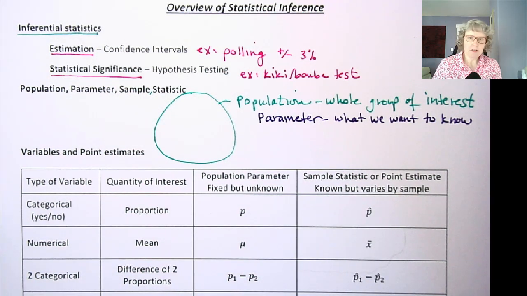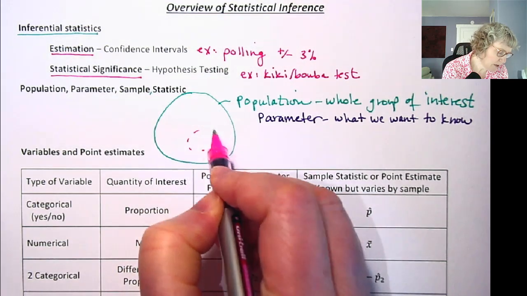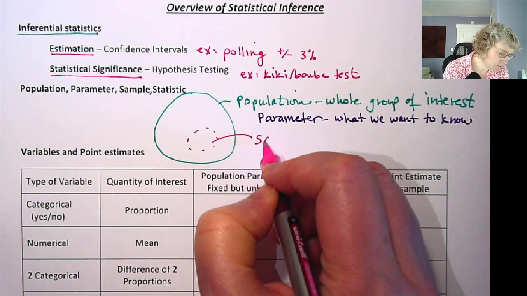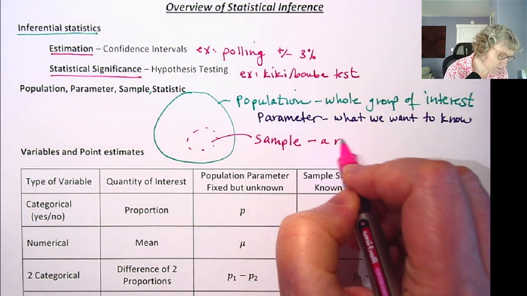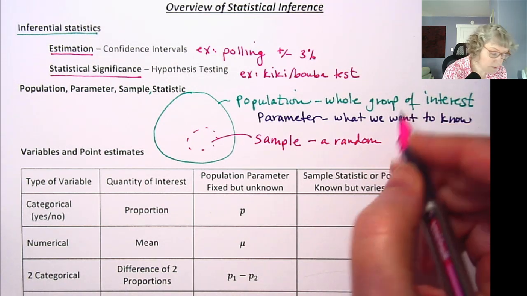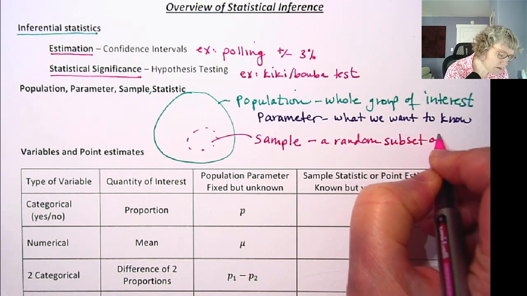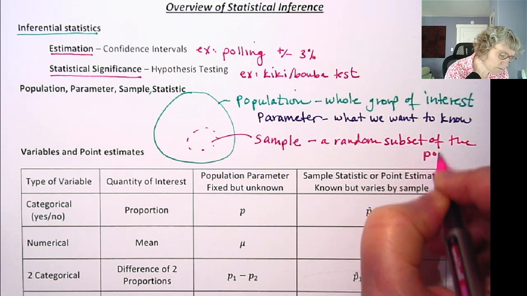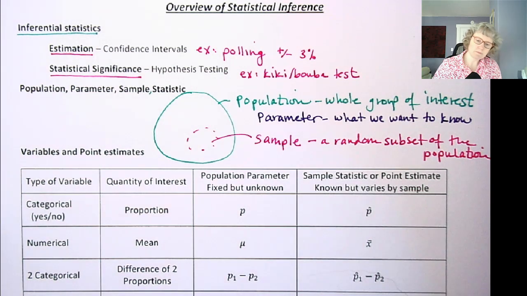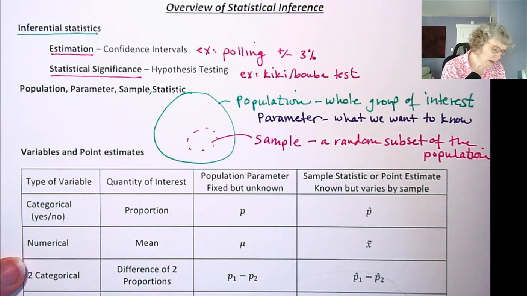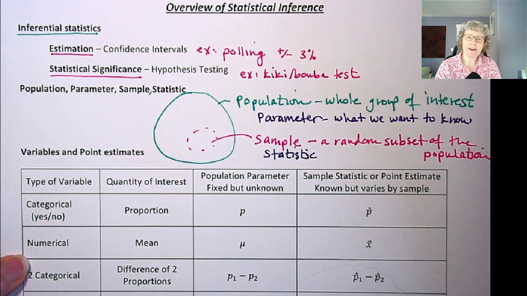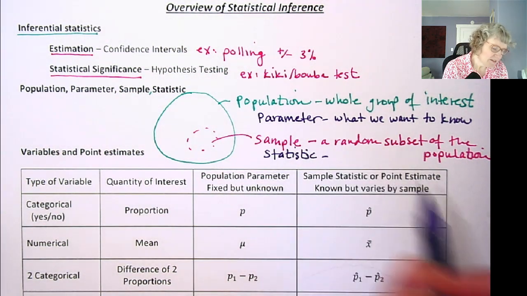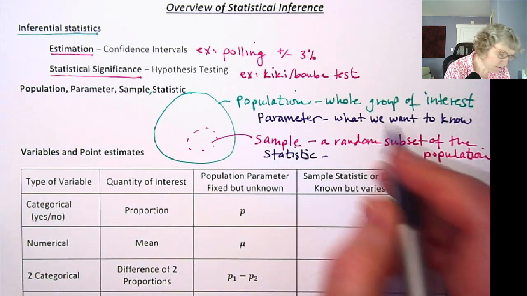Okay, but it's really hard to ask everybody or measure every part. So what we do is we take a sample, and we want some kind of random sample. So the sample is a subset, I'm going to say a random, or I could say representative, subset of the population. And then the thing we calculate is called the statistic. That's the name of the class. So the statistic is the thing we want to know, but it's calculated from our sample.